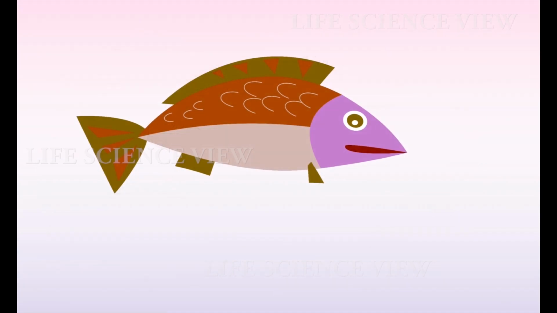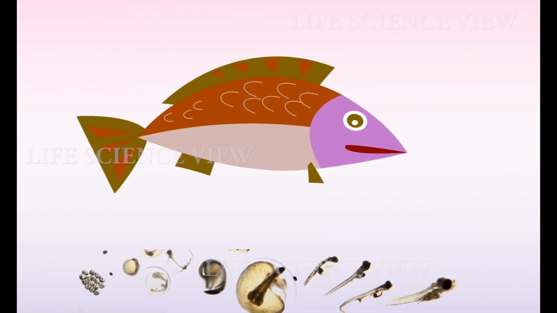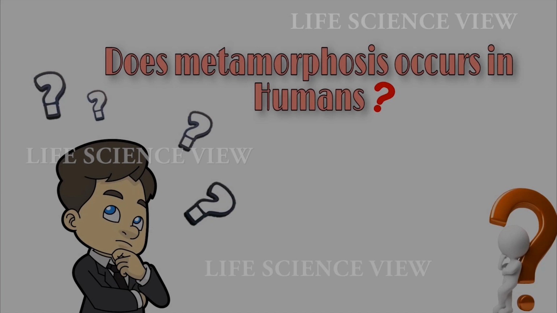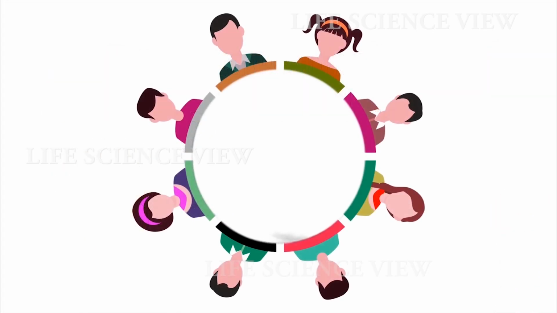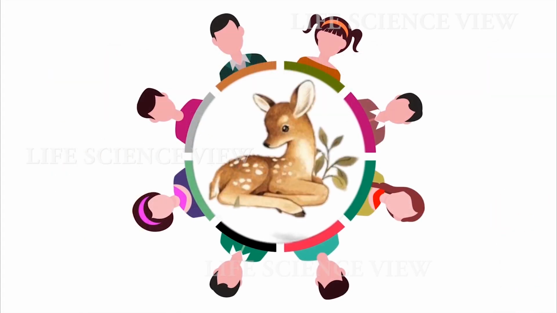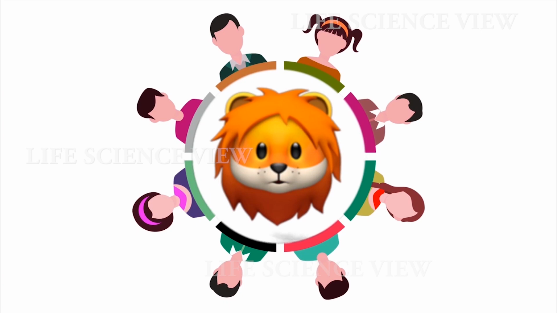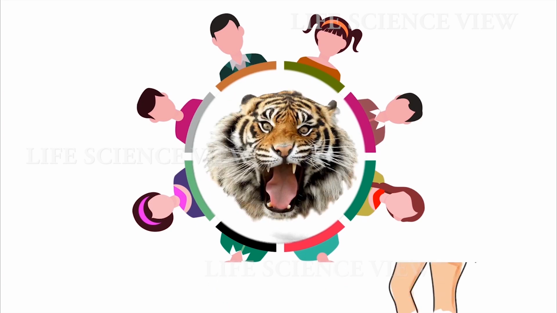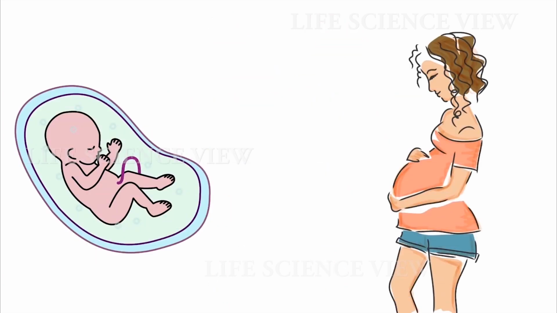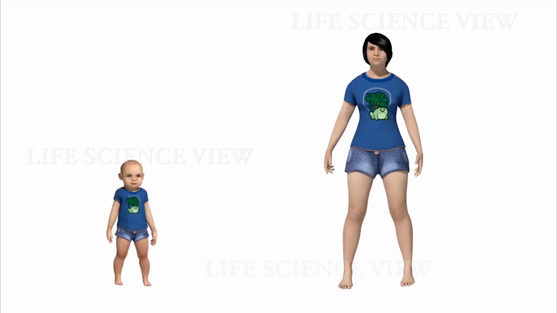Many bony fishes undergo metamorphosis, from embryo to larva, called fry, and then to a juvenile stage, during absorption of the yolk sac. Does metamorphosis occur in humans? Humans and other viviparous animals do not undergo metamorphosis because their offspring are fully developed inside their mother's womb and further differentiation is not needed. However, some little changes may occur during their age of maturity.